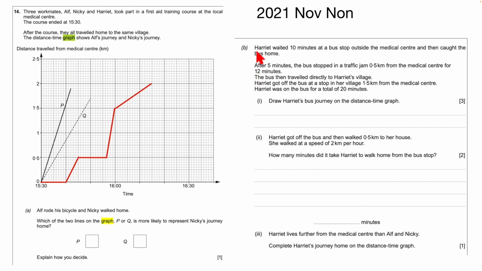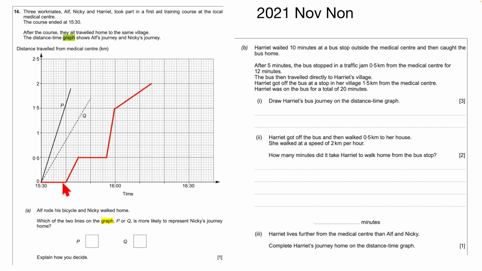Harriet, the third person we've forgotten about, waits 10 minutes at a bus stop just outside the medical centre. So she doesn't move for 10 minutes. So she's still 0 distance from the medical centre. After 10 minutes, she gets on a bus. After 5 minutes, the bus stops in a traffic jam 0.5 kilometres from the medical centre.